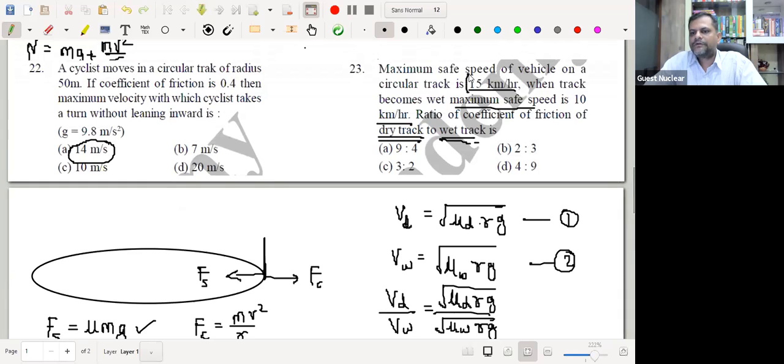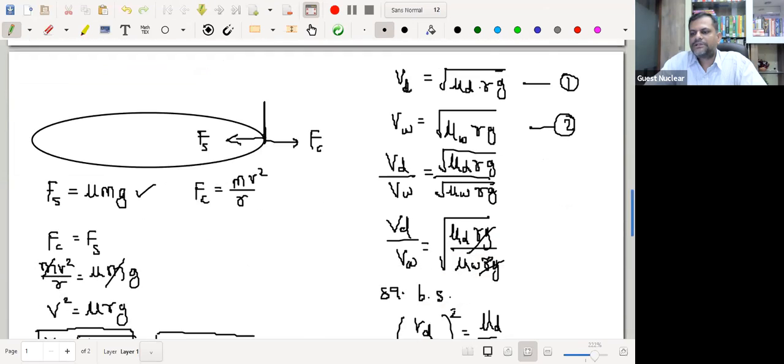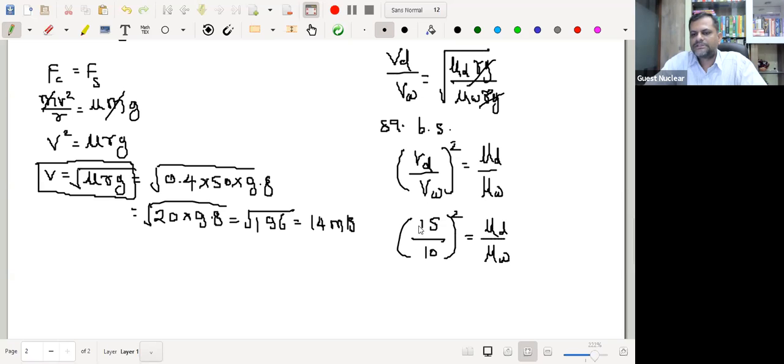And if we replace VD, the velocity of the vehicle in the dry track, which is already given to be 15 km per hour, and the speed at the wet track is 10 km per hour. Forget about the units, they are going to be the same. Keep them in the same units, because after all we have to take the ratio. Even if we convert, the conversion factor will cancel. So here we get 15 upon 10 and its square, and that is actually the ratio of mu D to mu W.